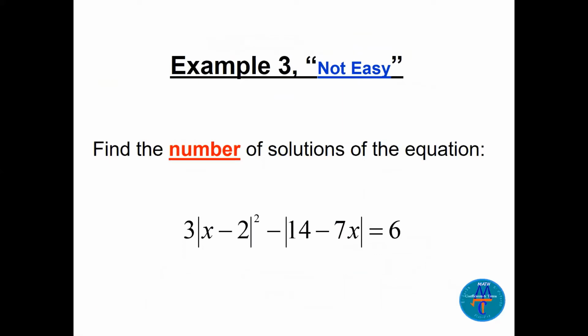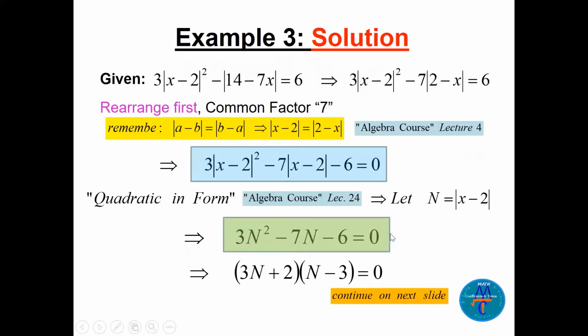Find the number of solutions. See here, it's also squared and absolute value. It's not that easy. Now we have to rearrange this one. This is a squared, leave it now. 14 and 7, there is a common factor here, 7. Bring the 6 to this side, equal to 0. You have to rearrange it. It might take 2 slides for this one.